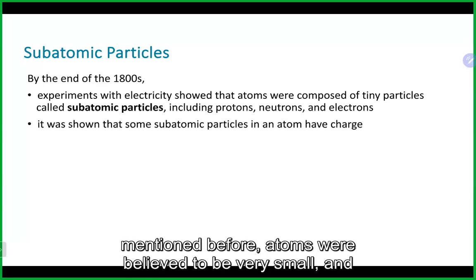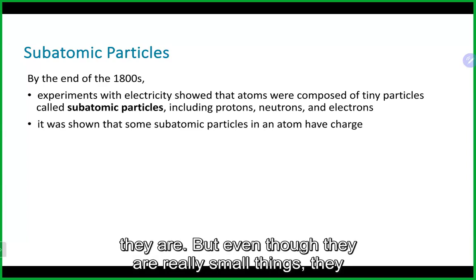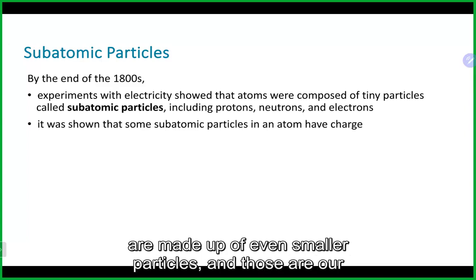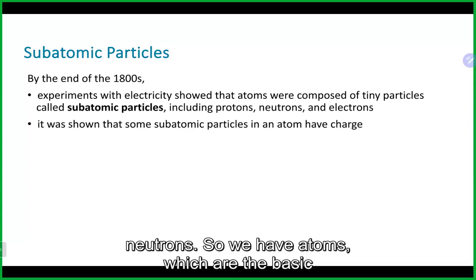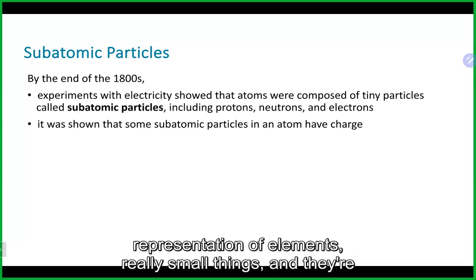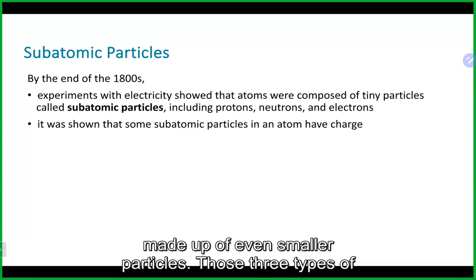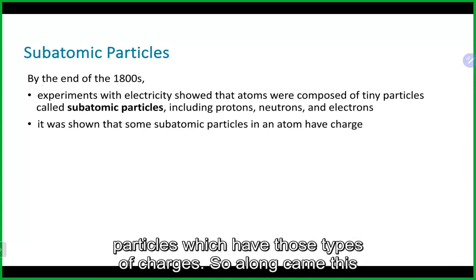Now, as I mentioned before, atoms were believed to be very small, and they are. But even though they are really small things, they are made up of even smaller particles, and those are our subatomic particles: protons, electrons, and neutrons. So we have atoms, which are the basic representation of elements, really small things, and they're made up of even smaller particles, those three types of particles which have those types of charges.